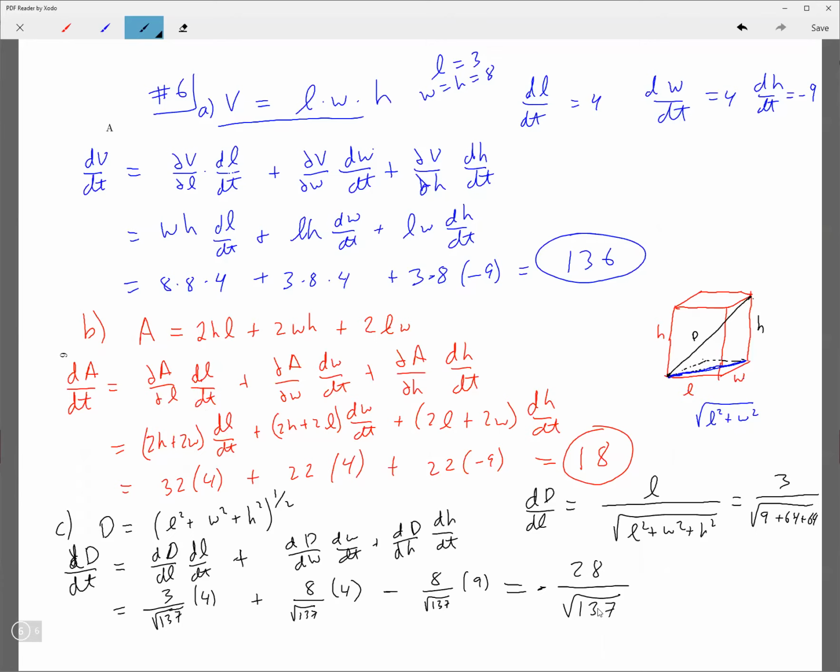Oh, round to 2 decimal places. Okay, so negative 28 divided by the square root of 137. I got negative 2.39. Okay, and let's see. So great, negative 2.39. Okay, you guys, does that work?